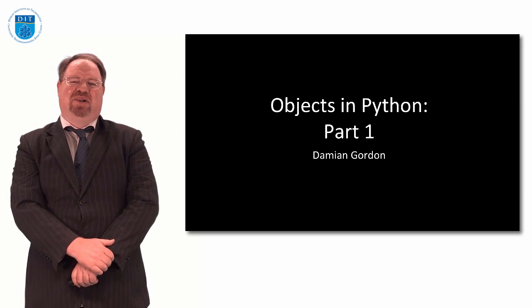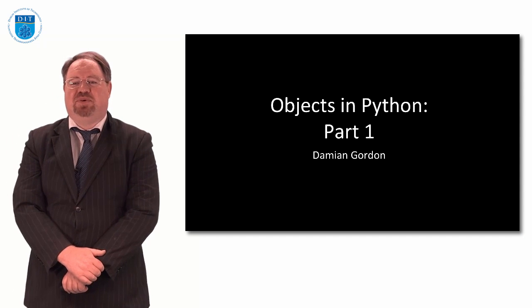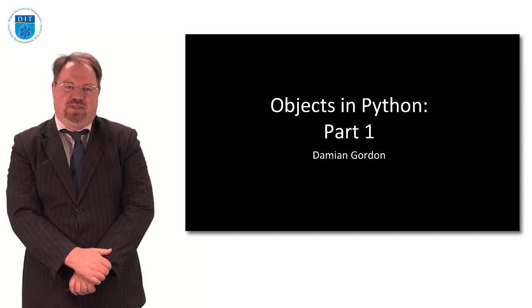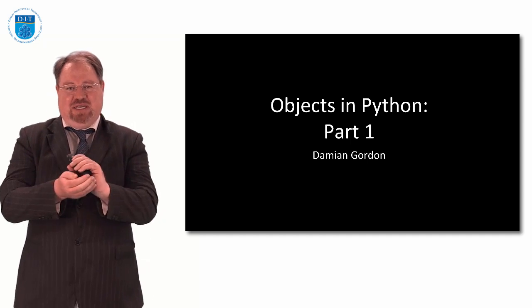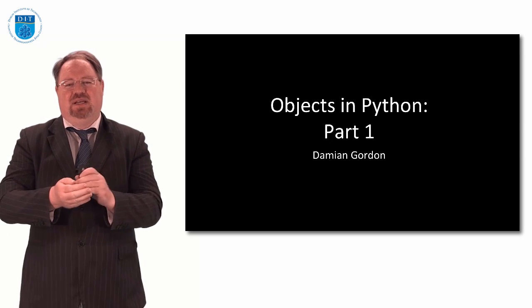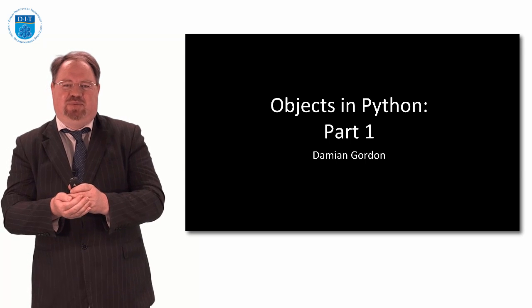Hello everybody, you're very welcome to this episode of Object-Oriented Programming. In this episode we're going to look at how Python implements objects. So we'll recall that an object really has two parts. It's what it does, which are its methods, and how you describe it, which are its attributes.